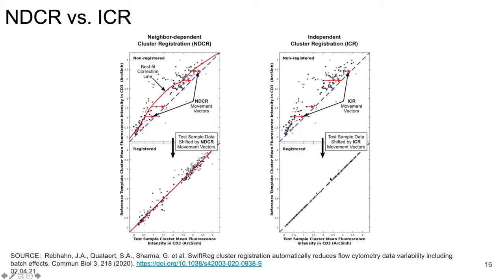And the two panels on the bottom represent the end product. So for the NDCR, you have the bulk of the population moving, but it leaves the order and the orientation between clusters intact, whereas in the independent cluster registration, it moves everything onto the line, indicating that there is a very tight mapping between the test sample and the reference.